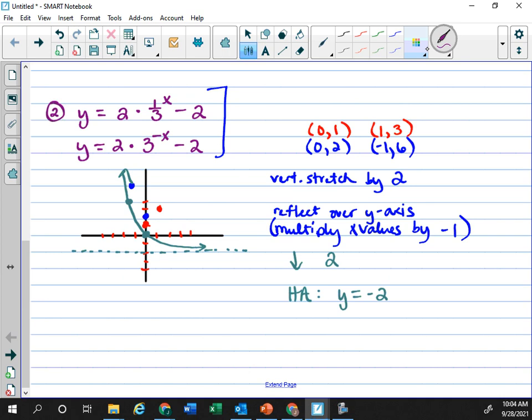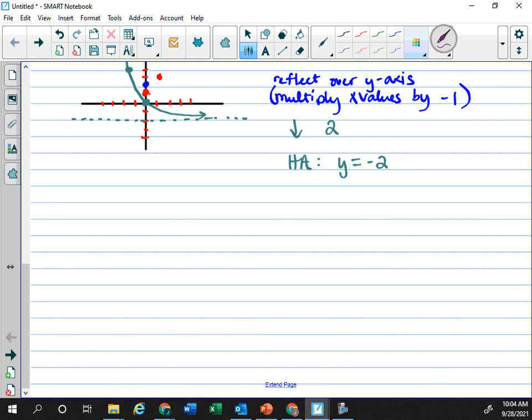Guys, so that's graphing exponentials. Are we okay there? Okay, we're going to do some not graphing, but still working with exponentials. Solve. All right, let's say we have 3 to the x plus 1 equals 81.